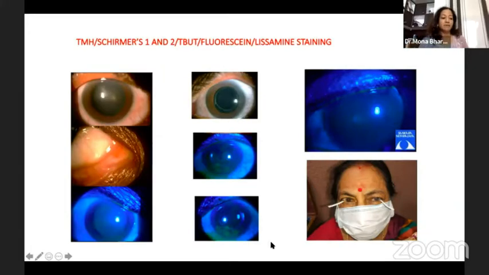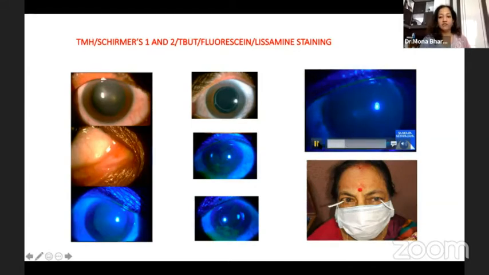Moreover, it is imperative to identify such patients with minor handy simple tools like Schirmer's, TBUT, fluorescein staining. This is a short video of TBUT, which is quite simple to perform as an outpatient procedure, to indeed surprise you with surface staining like this in a patient presenting with a normal ocular surface.